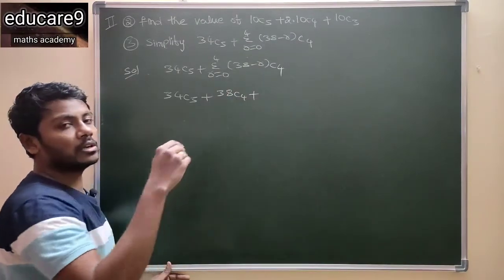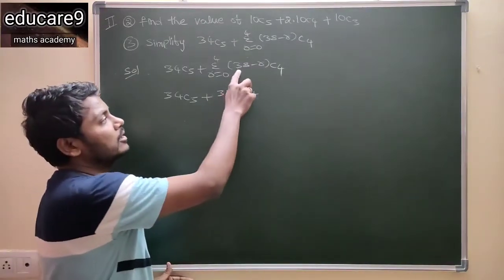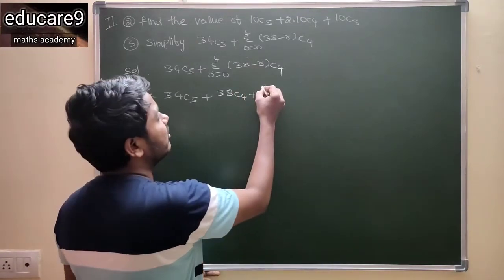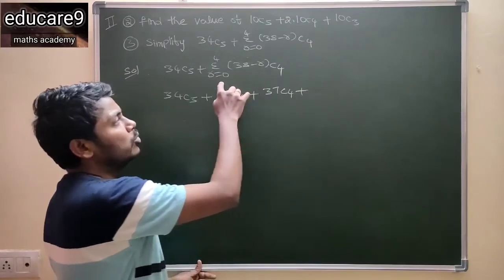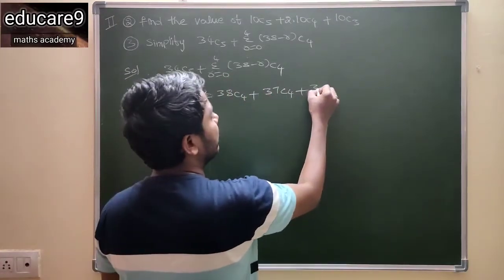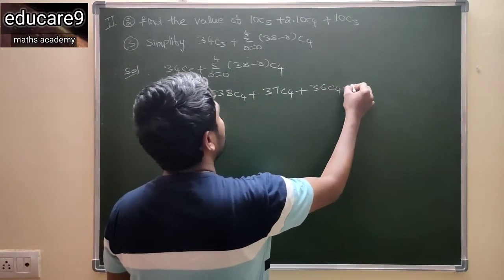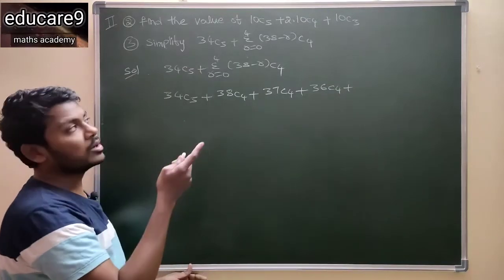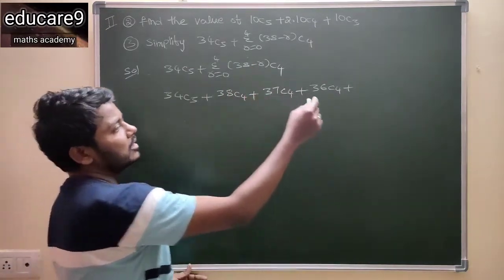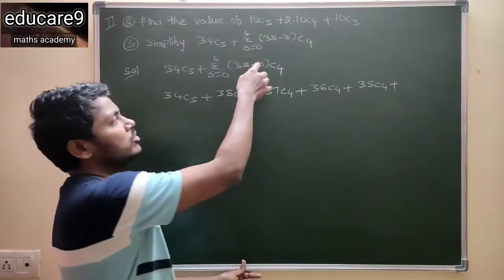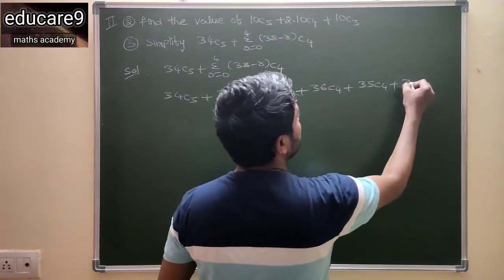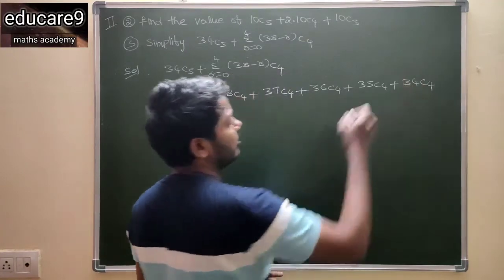Next we have to put r equals 1. 38 minus 1, you will get 37C4. Next put r equals 2, you will get 36C4. Next r equals 3, that is 35C4. The last term is r equals 4, that is 34C4.